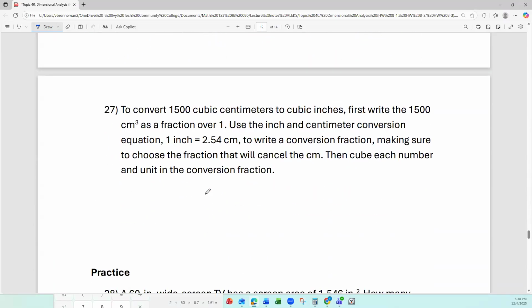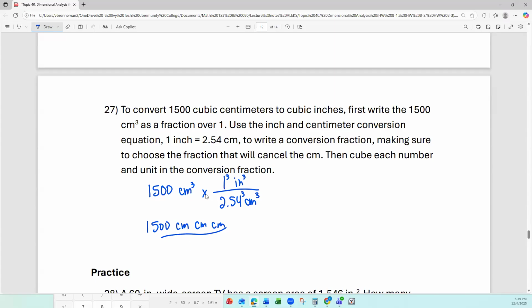All right, and then with a cubic, now this is a mix of metric and US, but 1500 cubic centimeters to cubic inches. I start with the 1500 cubic centimeters, or write it out as the centimeter unit repeated 3 times. So if I'm doing the 2.54 centimeters on the bottom to 1 inch on the top, to do the cubic centimeters, I need to cube the centimeters. That means I need to cube the 2.54, and that'll give me the cubic inches, and the 1 cubed doesn't do anything. It still just comes out 1.